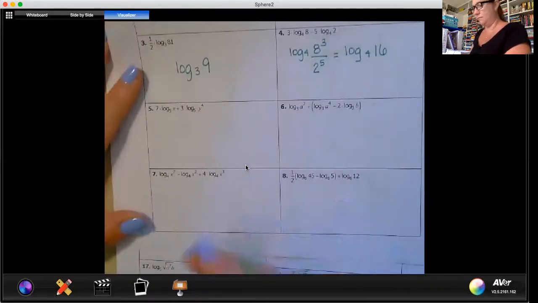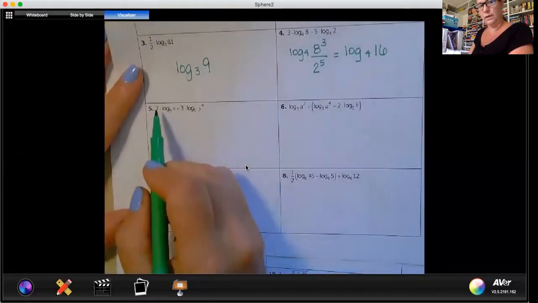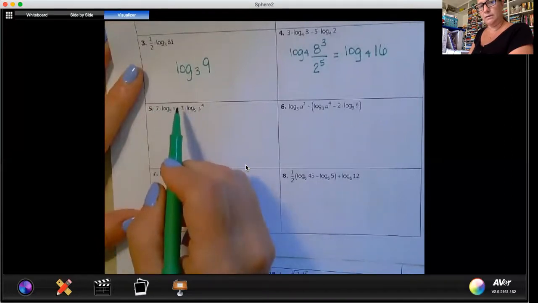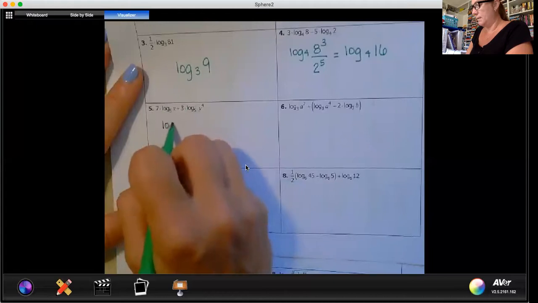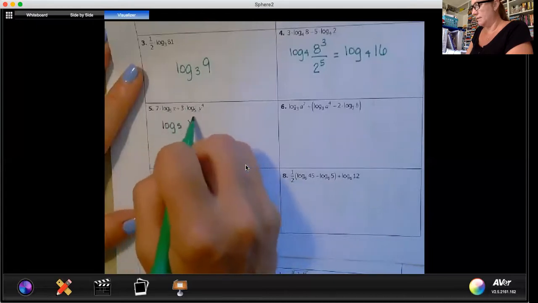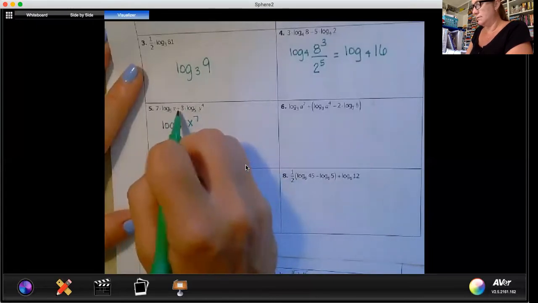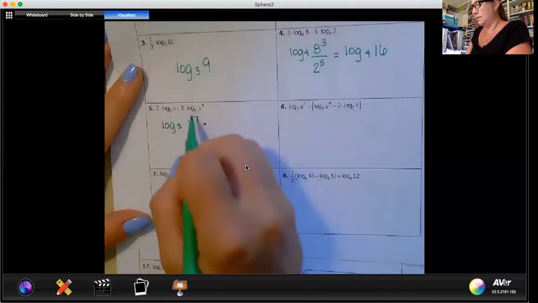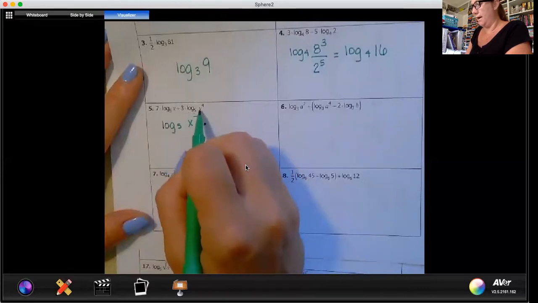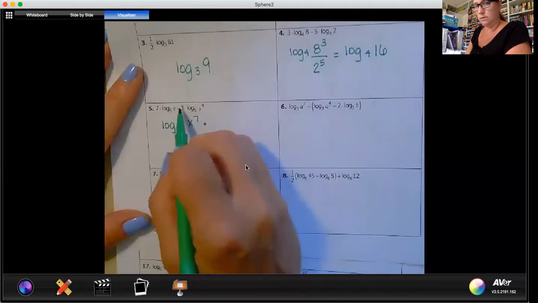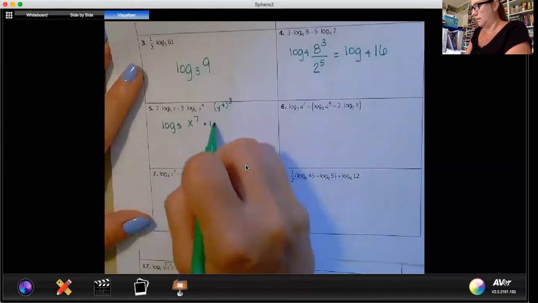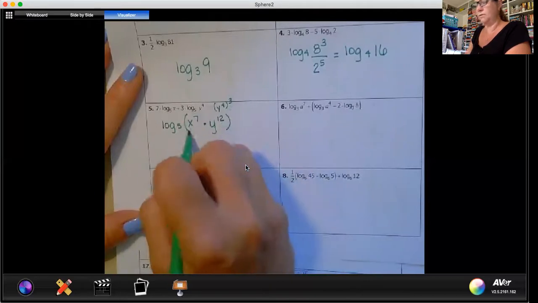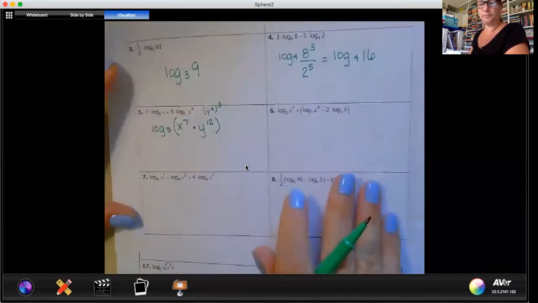Notice some of these have multiple rules in them. So the exponent is coming from the coefficient. So log base 5 of x to the 7th. Addition implies multiplication. Log base 5 of y to the 4th, cubed. Y to the 4th cubed is y to the 12th. Don't forget your parentheses.